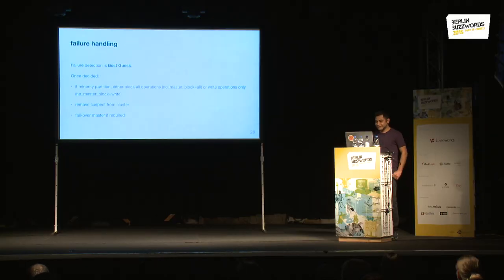And I should mention that failure detection is a very hard problem. It's fairly fuzzy, because you can't have perfect accuracy and completeness. So it's kind of a best guess. But once you do decide that there's been a failure, then you might need to take action. Like if it's the minority partition, what do you do? Previously, the approach was to basically block all operations, whether they're reads or writes. But if you're OK with some inconsistency on the minority partition, there's this new option called no master block, where you can set it to write, and only writes will not be allowed. We'll just use the last known cluster state and, for example, serve searches on those nodes.